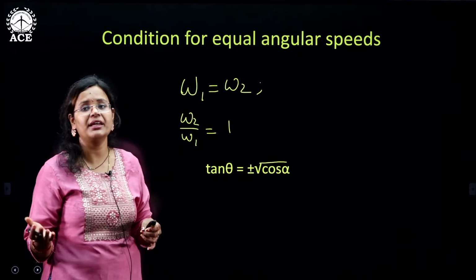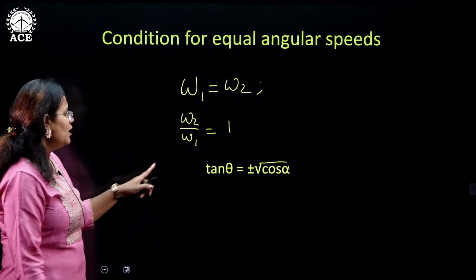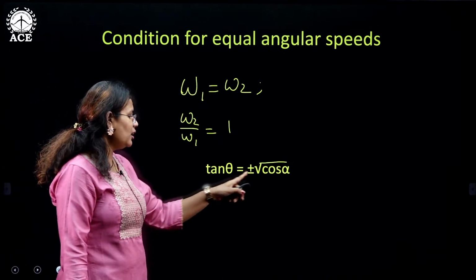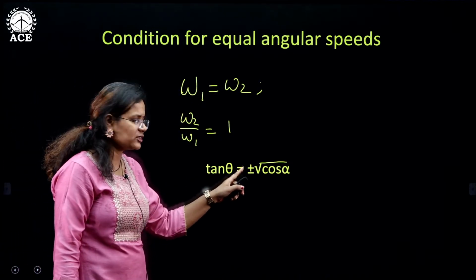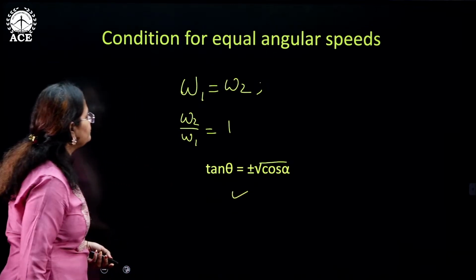Whenever the problem is saying, you will get different types of numerical questions based on this. So whenever this condition is mentioned directly, you can just use this formula: tan theta is equal to plus or minus root over cos alpha, and you can find the solution for that.